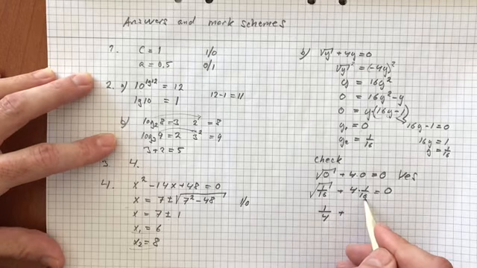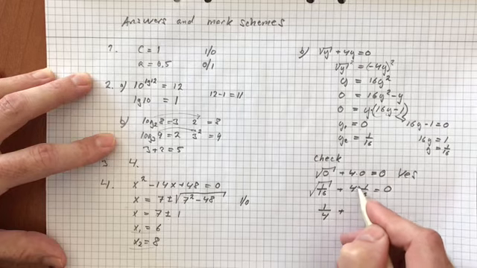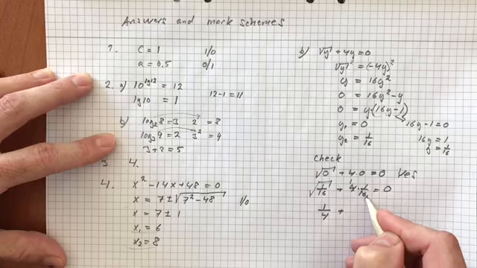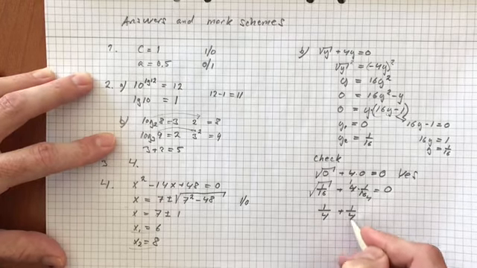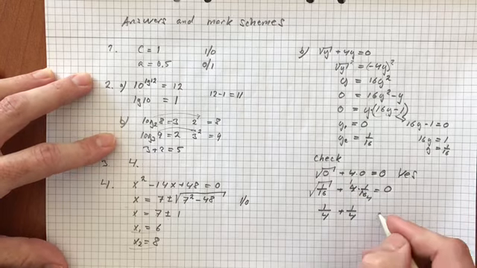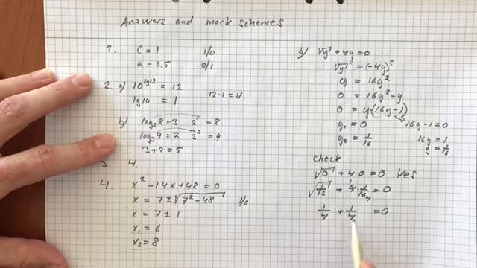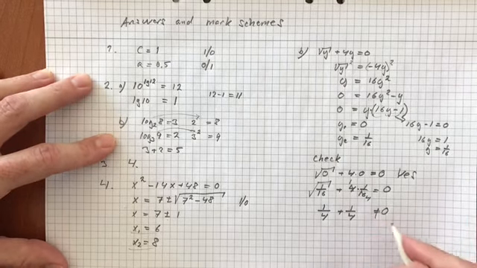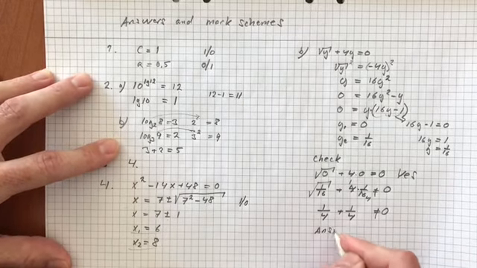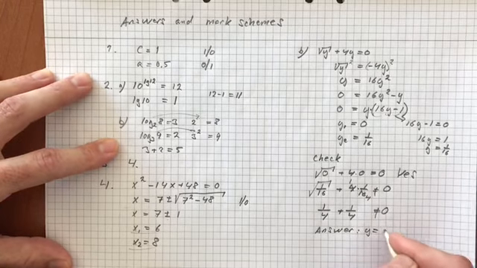Plus, and here you can divide the numerator with 4, that's 1, and divide 16 with 4, that is 4. So this is 1 over 4. 4 divided by 16 is the same thing as 1 divided by 4. Is this 0? No, it's not. 1 over 4 plus 1 over 4, that's a half. So this is not true, and therefore this is a false root. So we have one solution. The answer: y is equal to 0.